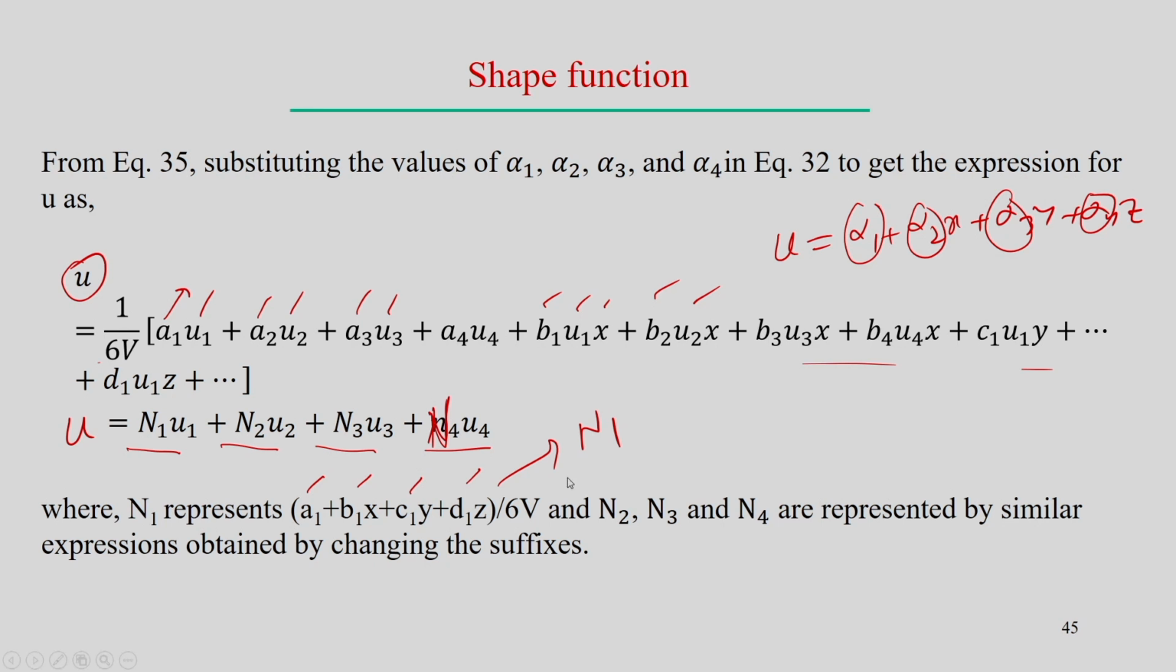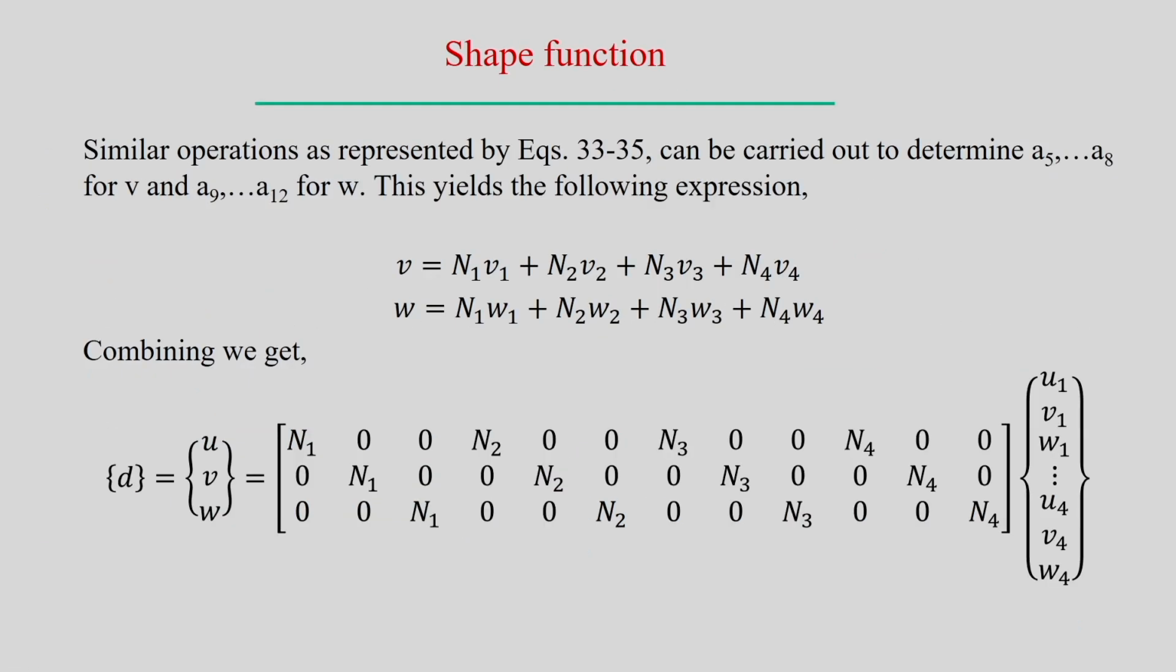We know N1, N2, N3, N4 are basically associated with the shape functions that we have already discussed when we described the two dimensional case. In a similar way and similar direction we are trying to find all these expressions of the shape function in the case of the tetrahedron element. Now, if we perform a similar operation to find the other values, maybe A5 to A8 for v, similarly A9 to A12 for w. Finally, v can also be represented with shape functions N1, N2, N3, N4, and w also with N1, N2, N3, N4, but the variables are different.